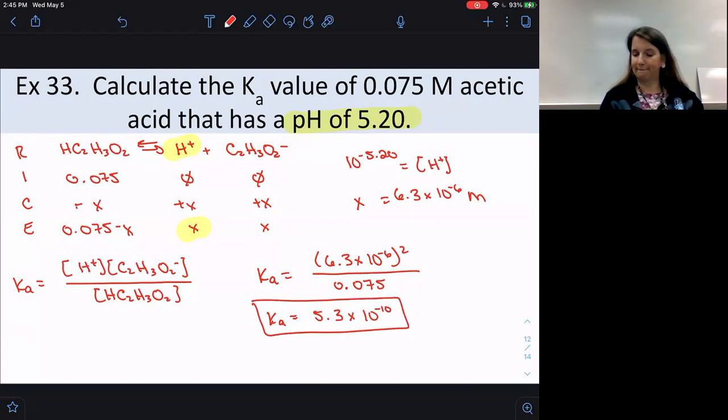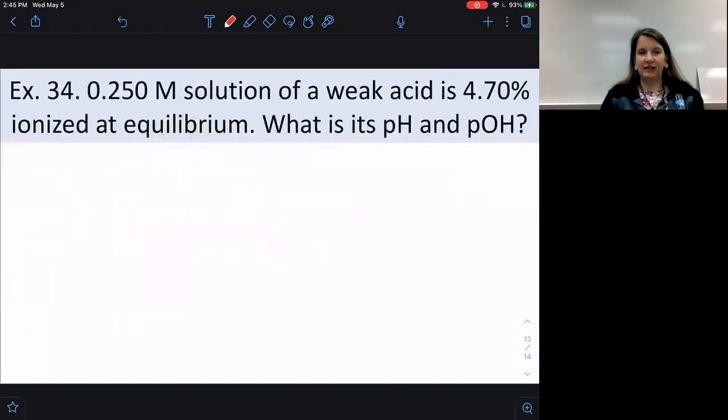Okay. Let's look at example 34. We have a 0.25 molar solution of a weak acid that is 4.70% ionized at equilibrium. What is its pH and pOH? So we know that this is our initial concentration right here. And we know that this is 4.70% ionized.